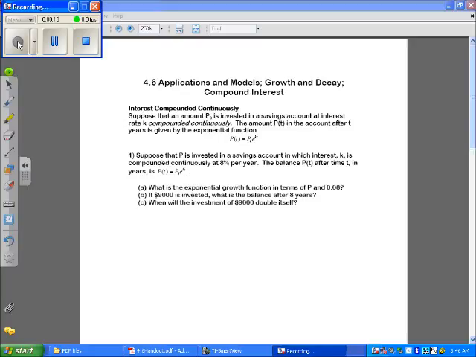If we take a look here, it says interest compounded continuously. Suppose that an amount P of 0 is invested in a savings account at an interest rate K compounded continuously. The amount P of T in the account after T years is given by the following exponential function. Okay, and then we have an example.